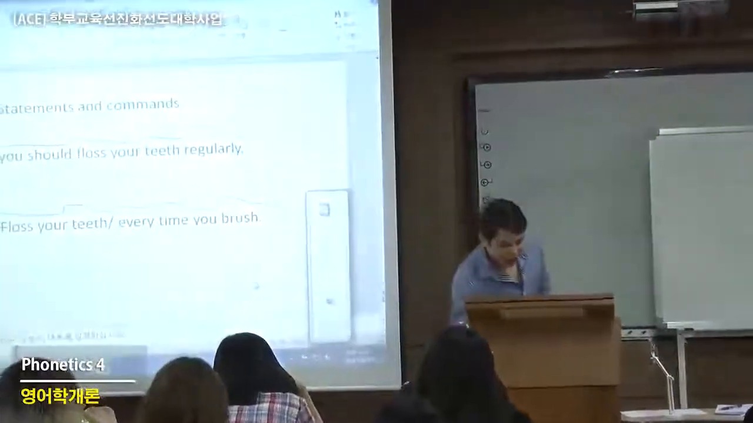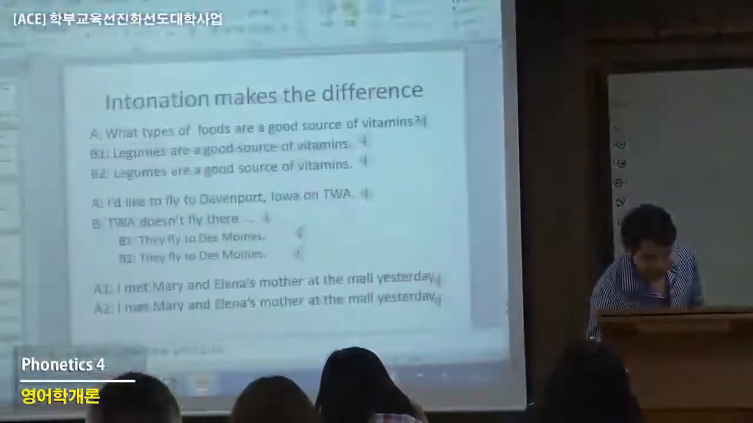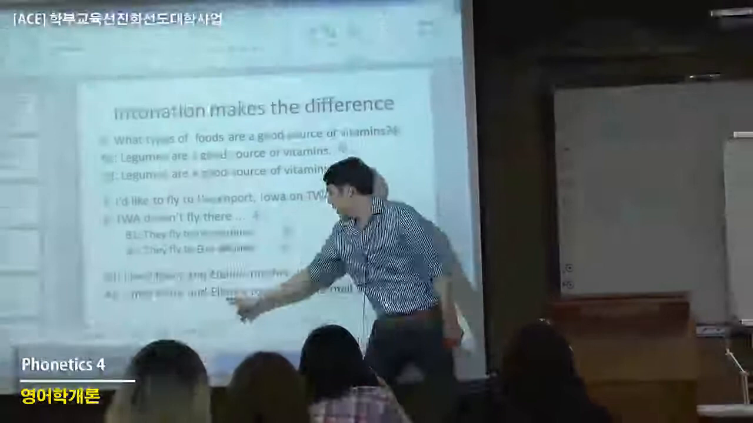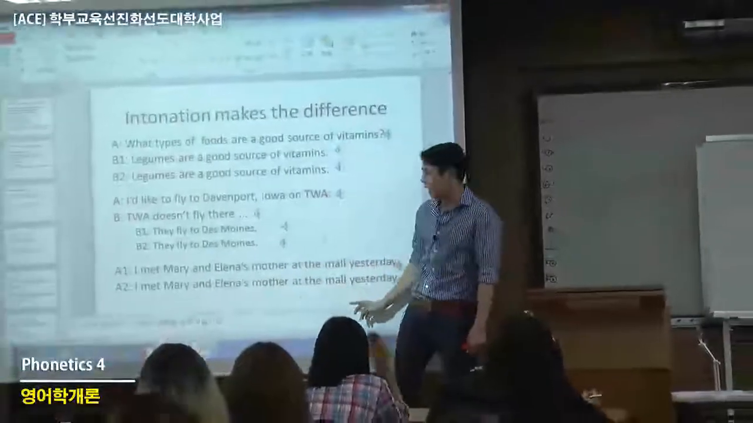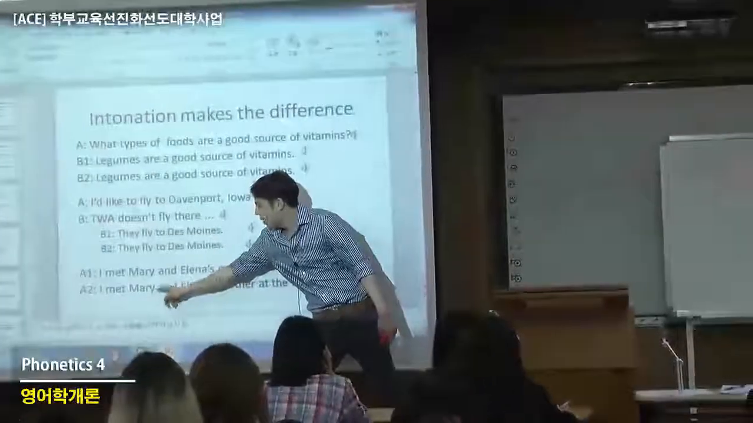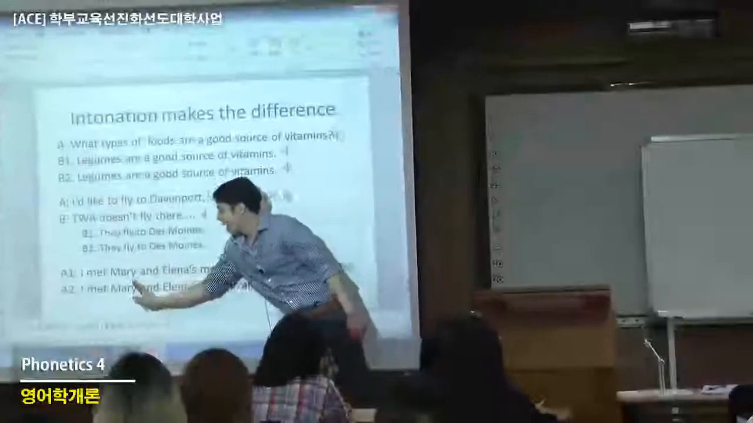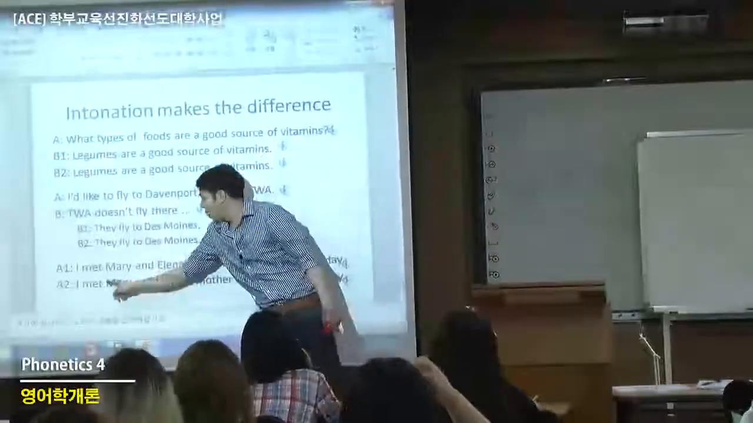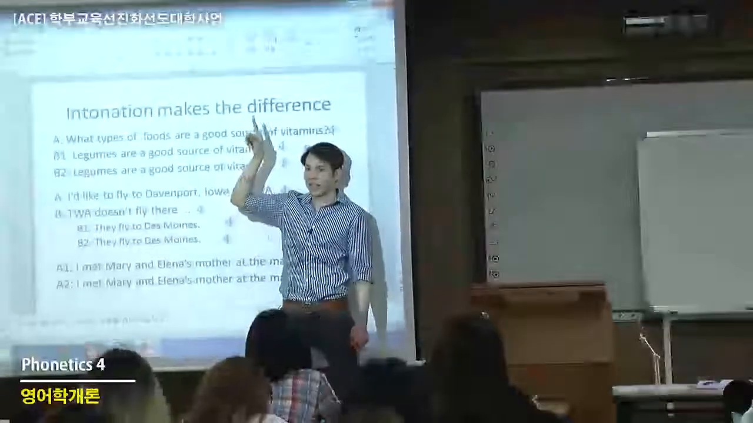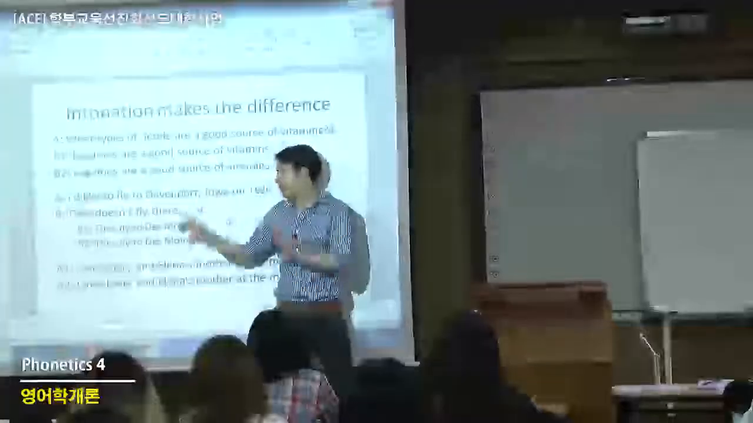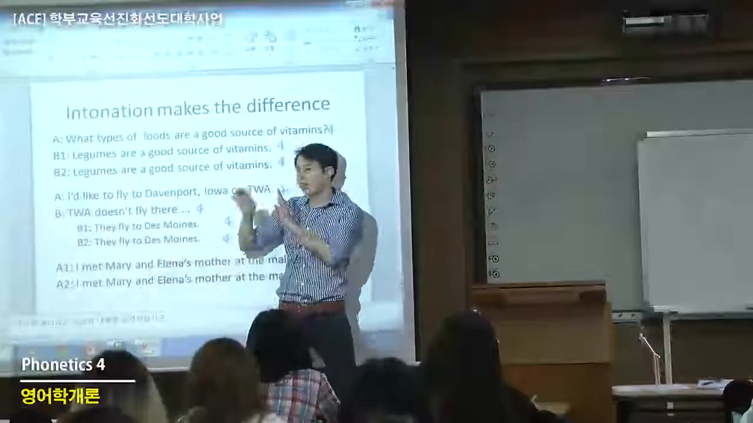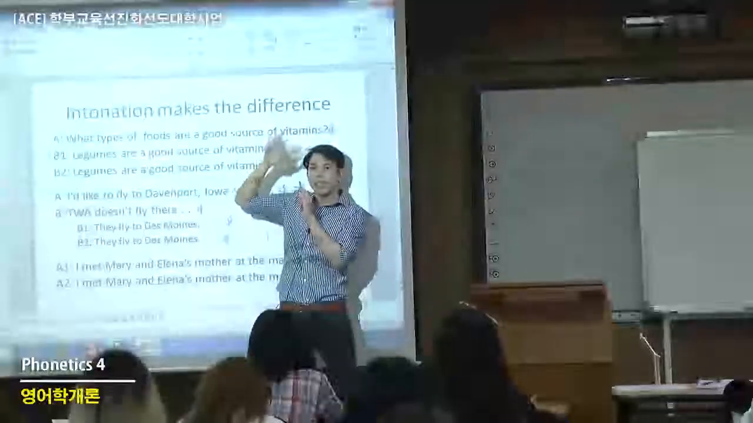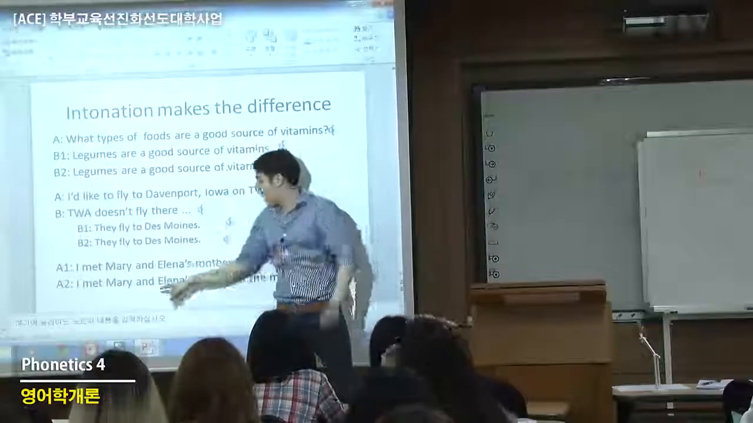So going back to this example here. I met Mary and Elena's mother at the mall yesterday. You can divide after Mary and have that as one group of intonation, okay? I met Mary, rising and not falling because you have something else to say. So if you just have rising, it means it doesn't end. Rising, and then you continue.